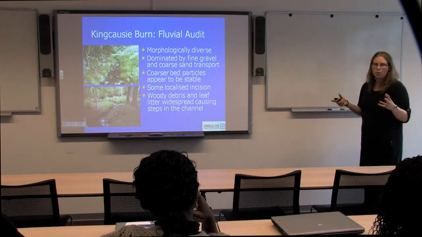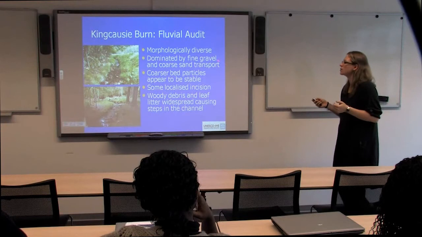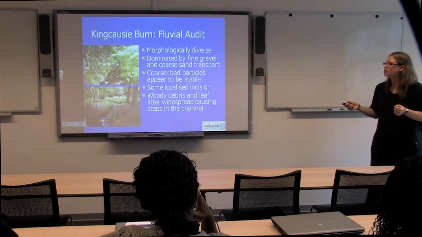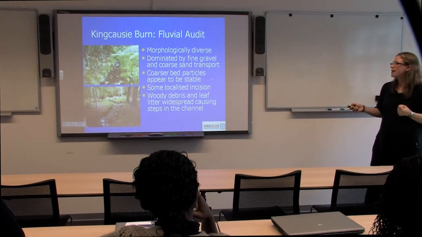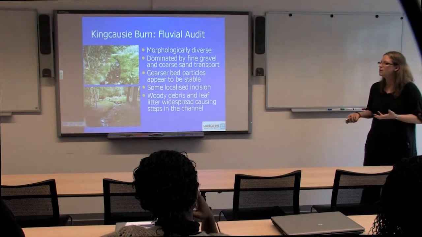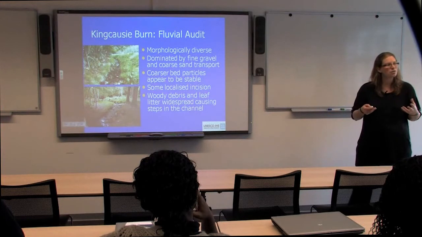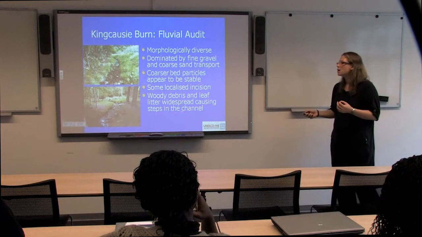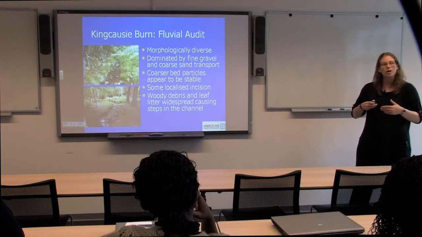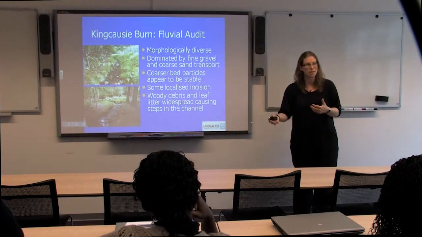So the fluvial audit, what we call a geomorphological assessment in the UK, indicated that it was morphologically diverse, dominated by fine gravel and coarse sand transport, which means that that does move when the flow is strong enough. Coarser bed particles appear to be stable, they're not actually moving, so the cobbles are pretty stable in the river. There is some localised incision, so perhaps this river is partially degrading, but only a little. And there's a lot of wooded debris and leaf litter, which does improve the diversity where it is, and also provides nutrients into the channel.